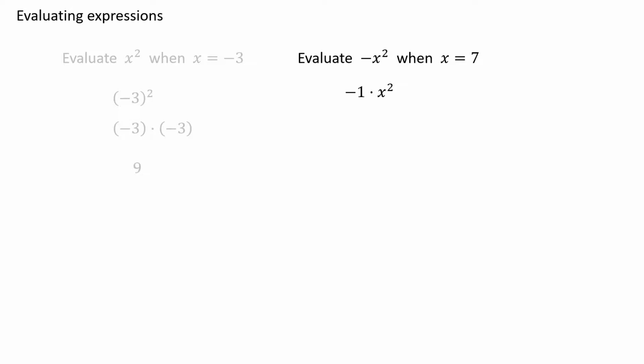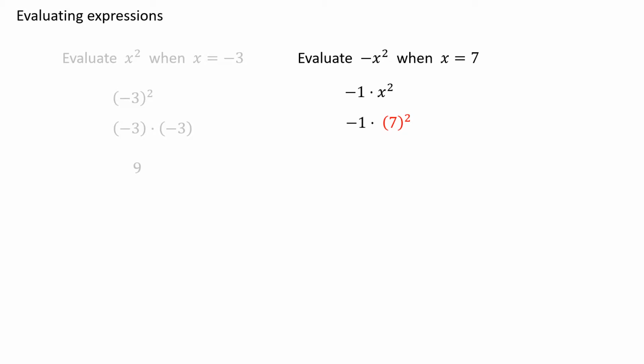We don't write the 1 and we don't write the times sign normally. I've done that here just for you to see how easy this expression is to evaluate as long as we keep in mind what negative x squared actually means. Given that x is 7, I can replace x with 7, and now just use the order of operations to simplify and get a final value for this expression.